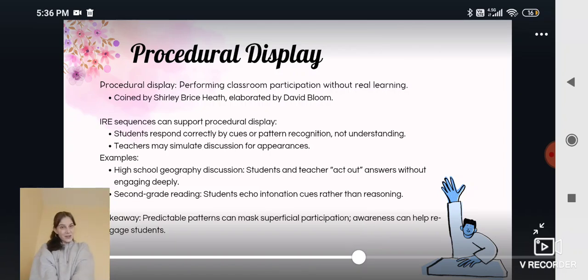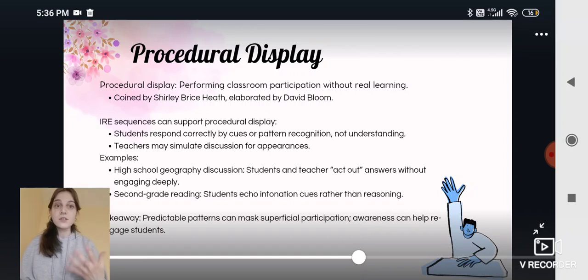So yes, let's talk about the other topic, which is procedural display. Procedural display means performing classroom participation without real learning. It was coined by Shirley Brice Heath, elaborated by David Bloome. IRE sequences can support procedural display, like students responding correctly by cues or pattern recognition, not understanding. And teachers may simulate discussion for appearances.